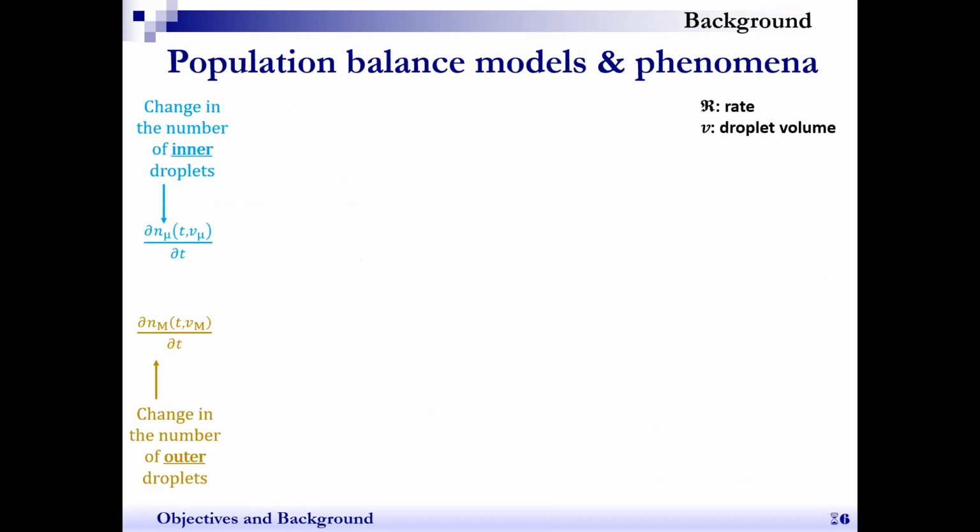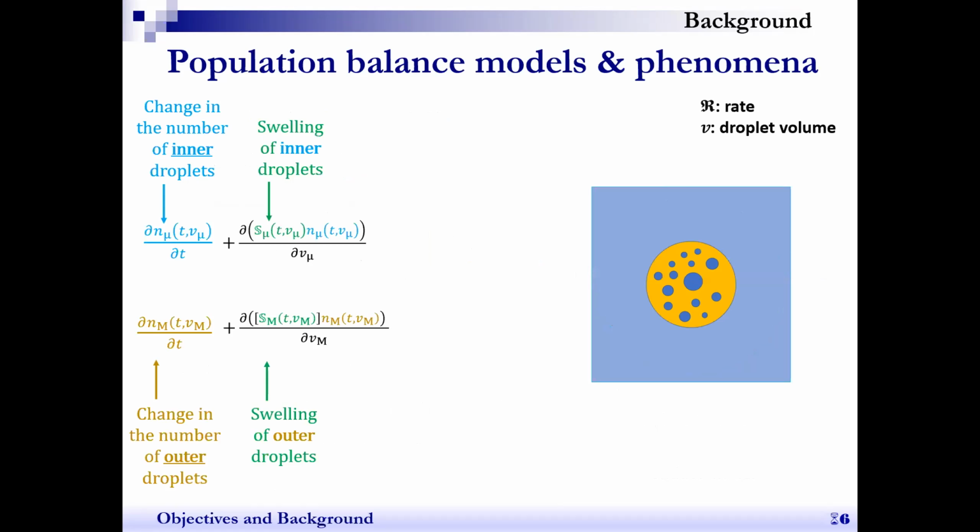In order to put such a complex system in a modeling perspective, the best approach is using a coupled population balance equation, where we can track the change in the size and number of inner and outer droplets simultaneously by knowing the phenomena of interest. The first phenomenon that is happening in the system is the swelling of inner droplets that leads to the swelling of outer droplets.